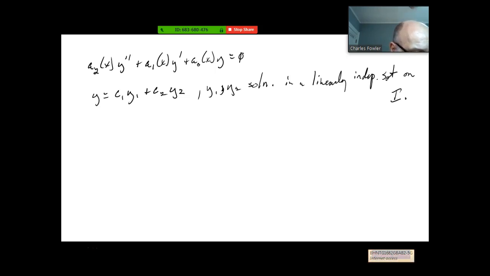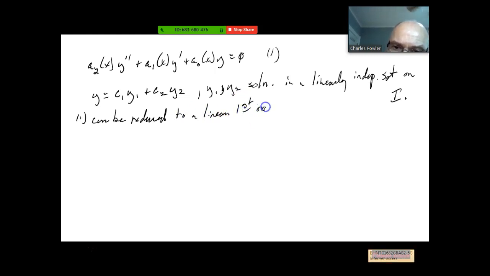The basic idea described in this section is that equation 1, this equation right here, which is second order, can be reduced to a linear first order differential equation by means of a substitution.